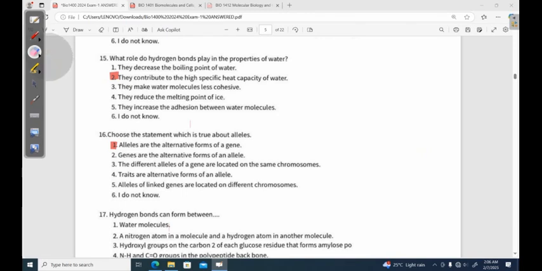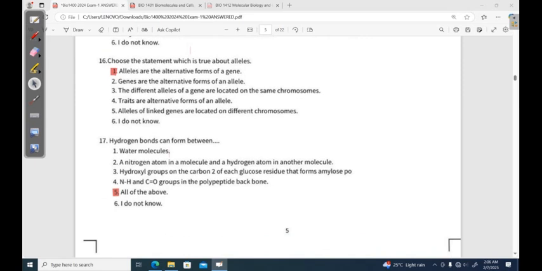16. Choose the statement which is true about alleles. 1, alleles are the alternative forms of a gene. 2, genes are the alternative forms of an allele. 3, the different alleles of a gene are located on the same chromosome. 4, traits are alternative forms of alleles. 5, alleles are linked genes, alleles of linked genes are located on different chromosomes. 6, I don't know. So when you look at alleles, these are alternative forms of a gene.